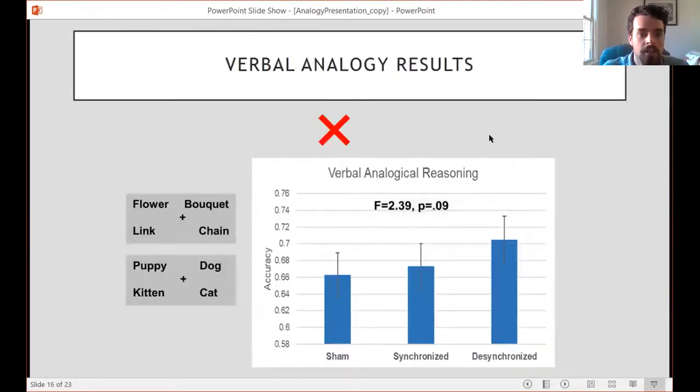With verbal analogy, we also did not find a statistically significant effect. It's nearing significance, actually, where the desynchronized condition showed the highest performance in terms of accuracy, which was pretty much opposite to our prediction. We would predict that the desynchronized condition would impair performance, but it actually improved it. And again, not significantly in the case of this task. So that raises questions about whether this 180-degree out of phase is actually desynchronizing, or is it just stimulating a different part of the cortex? And I'll get a little bit more into that later.